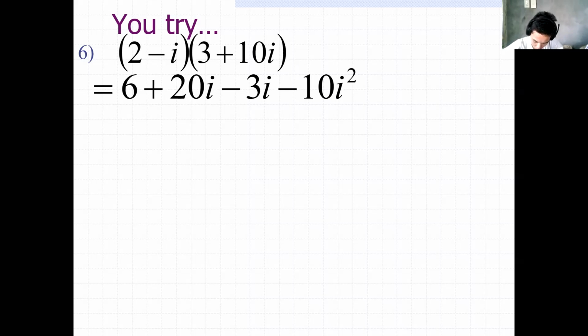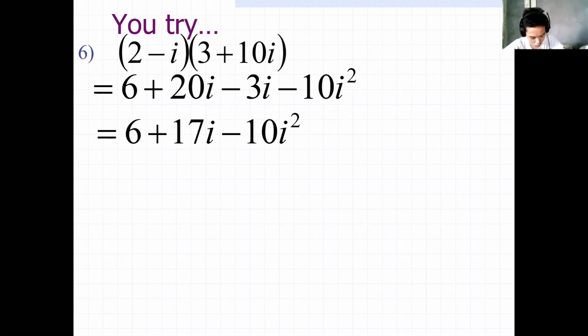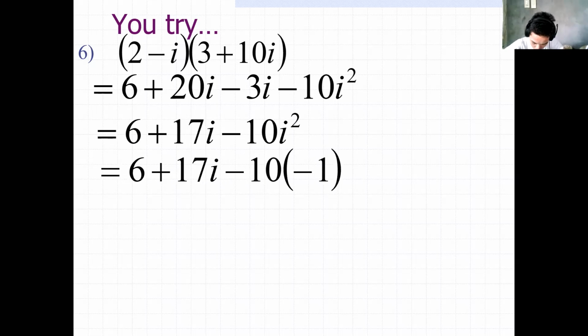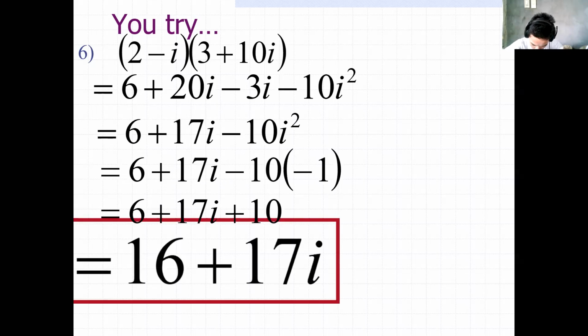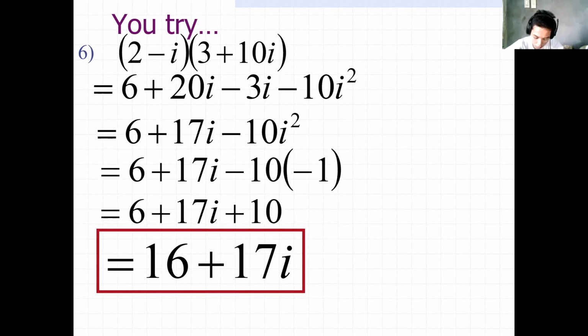So we have 2 times 3 is 6. 2 times 10i is 20i. Negative i times 3 is negative 3i. Negative i times 10i is negative 10i squared. Simplify the 2 terms in the middle: 20 minus 3 is 17i. Then negative 10i squared can be simplified as 10 times negative 1, which is positive 10. Therefore, the answer is 16 plus 17i, as suggested by Bam Datoy. Thank you, Bam. Your answer is correct.